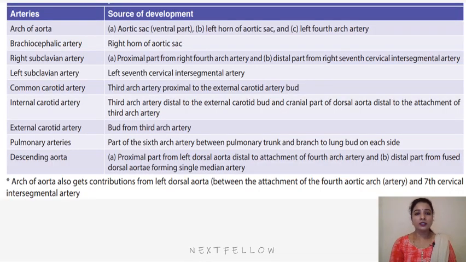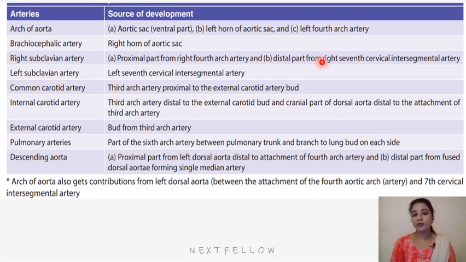So here is a beautiful tabular column for you to understand. We will see the adult arch arteries and the sources of their development. The arch of aorta is from the aortic sac, the ventral part of the aortic sac, the left horn of the aortic sac and the left fourth arch artery. The brachiocephalic artery is derived from the right horn of the aortic sac. The proximal part of the right subclavian artery is derived from the right fourth arch artery, whereas on the left side the fourth arch artery forms the arch of aorta.